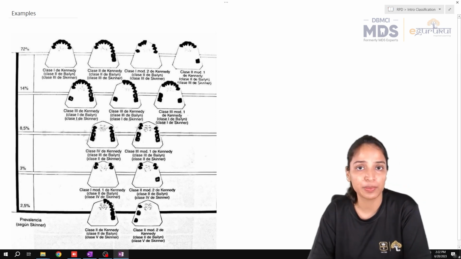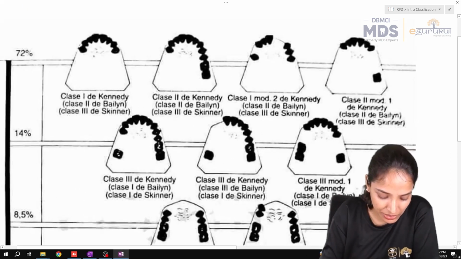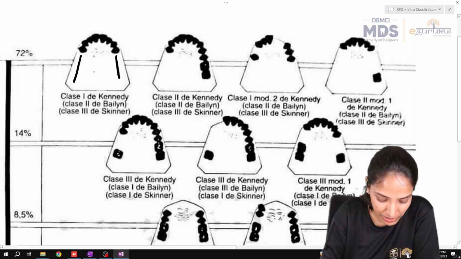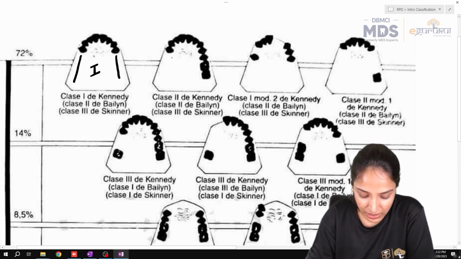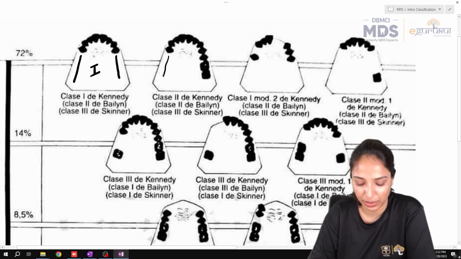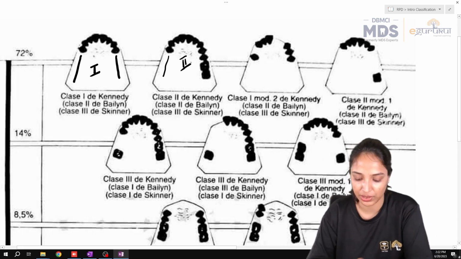I have taken this particular photo from McCracken's. As we can see here, there are bilateral edentulous spaces located posterior to remaining natural teeth. So this becomes a Kennedy class 1 situation. There is a unilateral edentulous area that is located posterior to remaining natural teeth. So this becomes a Kennedy class 2 situation.